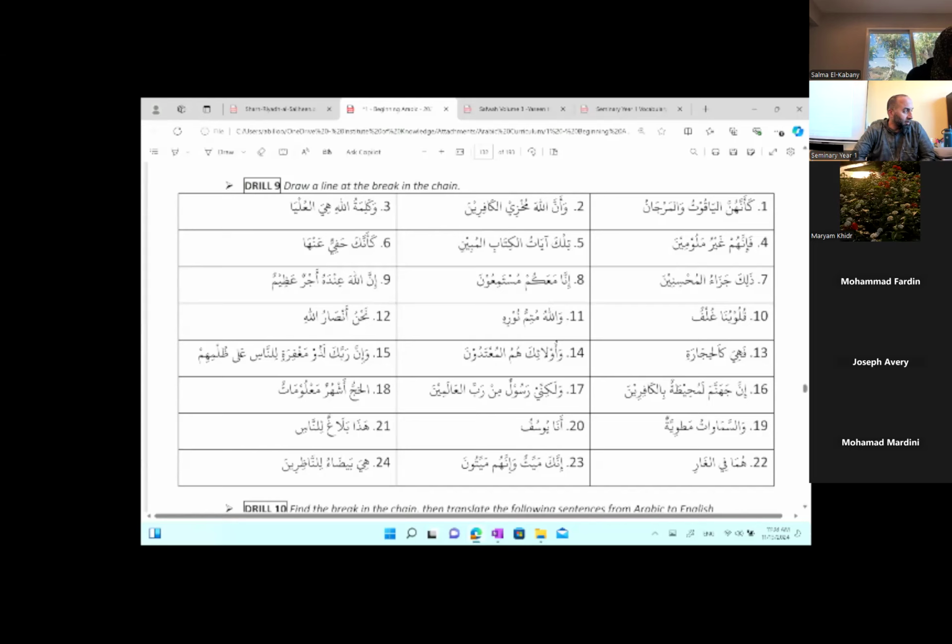Number 11, Rama. Wallahu mutimmu nurihi. Where's the break? After the word Allah. Wallahu mutimmu nurihi means Allah will perfect and complete his light. The word Allah is the mubtada, the word mutimmu is the khabar, nuri is mudafun, and the ha is mudafun ilay.